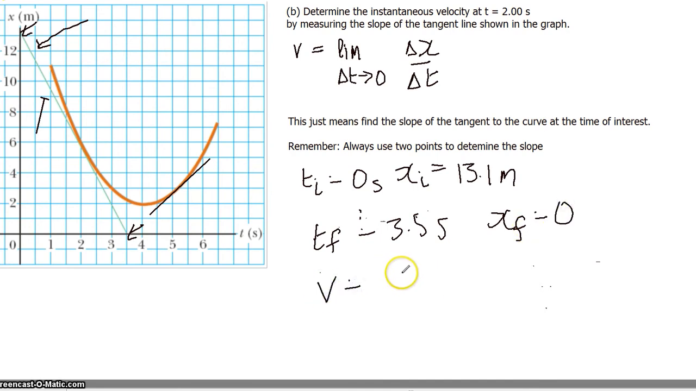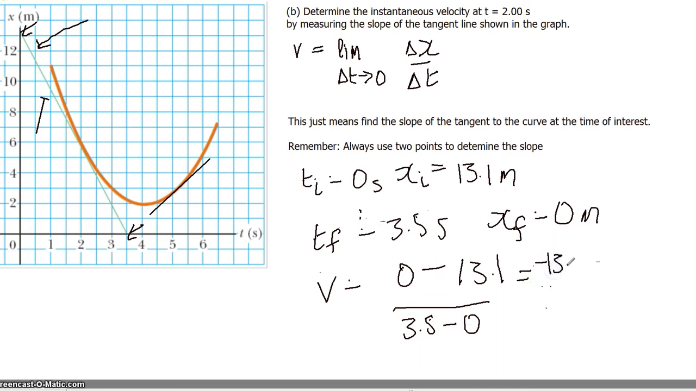equals 0. That means that we have velocity, the instantaneous velocity is 0 minus 13.1 divided by 3.5 minus 0, and that's equal to minus 13.1 on 3.5, and that's equal to minus 3.7 meters per second.